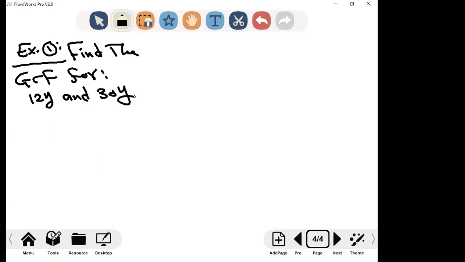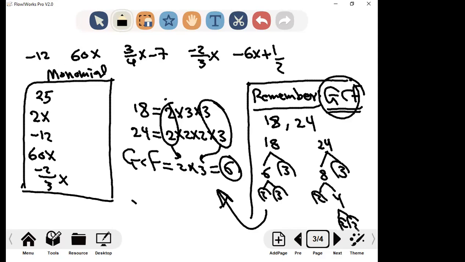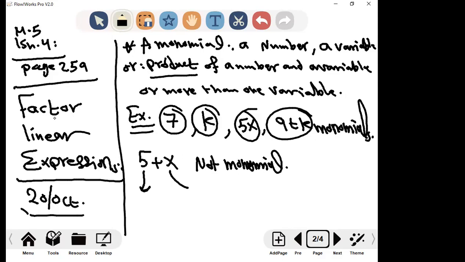Okay, put your pen down and pay attention to the board. Understand. So here I have two expressions. I need to find the greatest common factor. But why? What do we want it for? What's the title of your lesson? Factor linear expression. I will use the greatest common factor to make what?